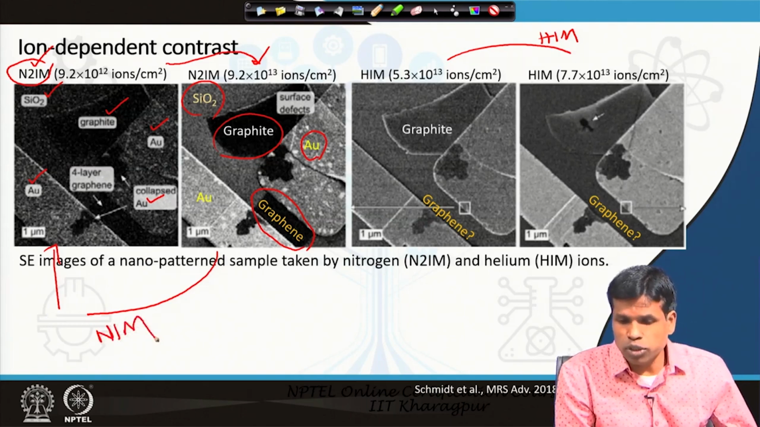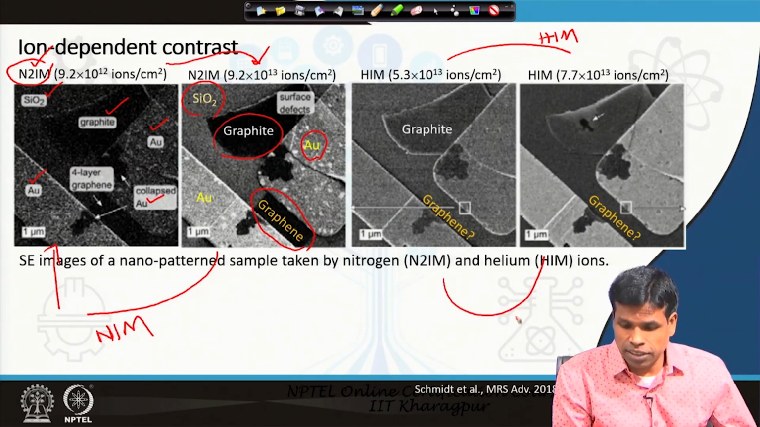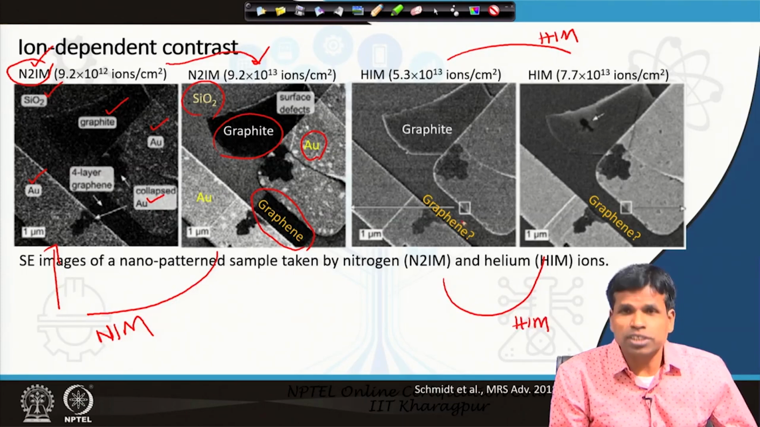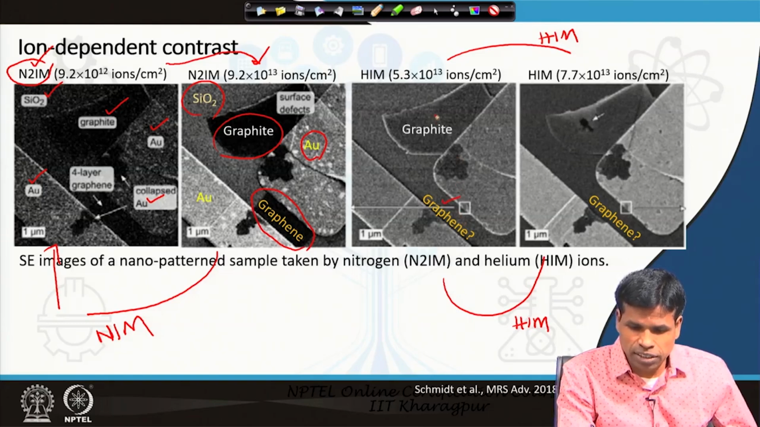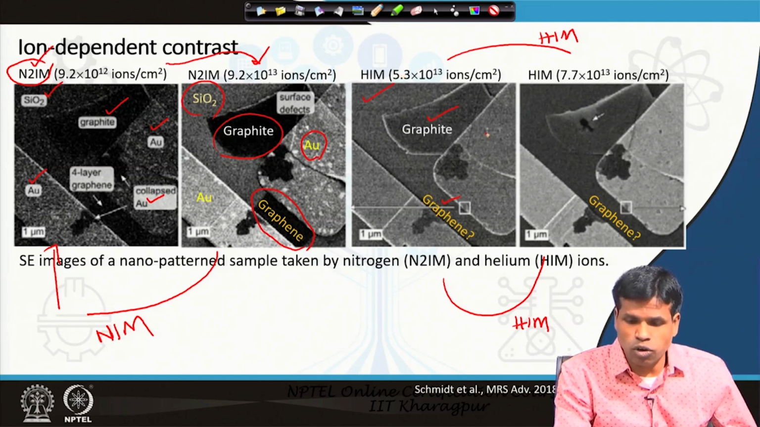On the other hand, in the helium ion microscopy case, HIM, we do not see a different contrast with graphene. You see almost graphene, graphite and SiO2 have similar contrast. Certainly gold is different; gold has a different contrast. One can easily distinguish gold. This is also gold, this is a patterned sample, this is also gold, indicating from their contrast that we can differentiate two different materials, like here is gold and here is something else.